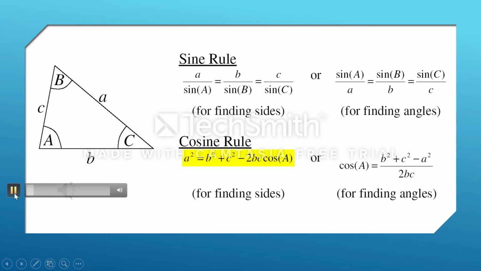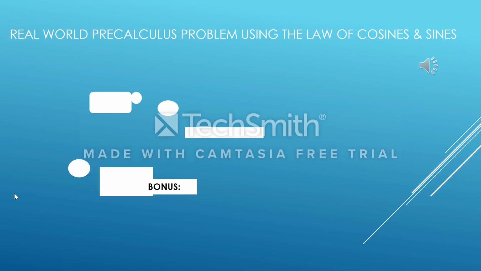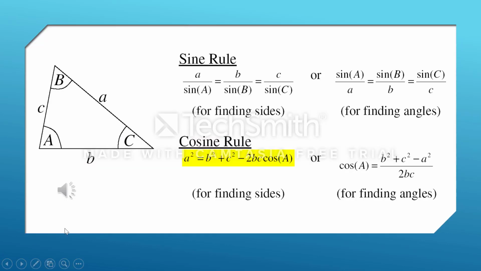Sine rule and cosine rule. The sine rule: a over sin A equals b over sin B equals c over sin C, for finding sides. Cosine rule: a squared equals b squared plus c squared minus 2bc cosine A, for finding sides.